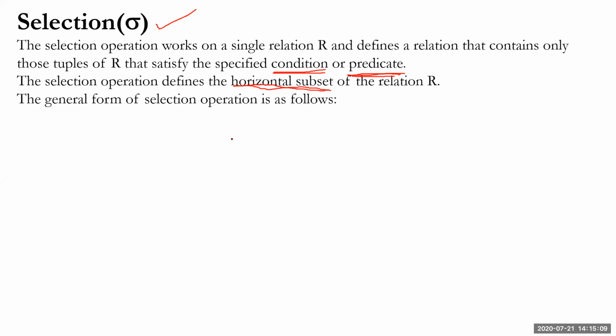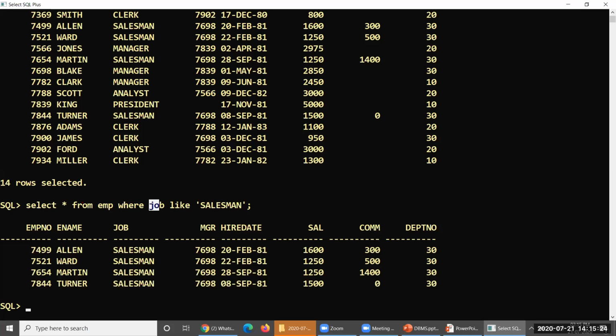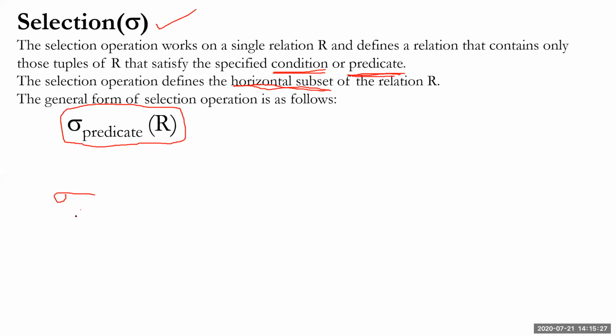However, this is the way of specification of selection in terms of relational algebra. Just before, we wrote job like salesman. How can you specify this? In relational algebra, sigma job like 'SALESMAN', you may write in capitals or lowercase letters, in single quotes, and the relation will be EMP. This is the way you have to specify.